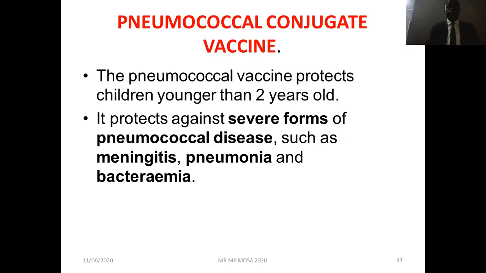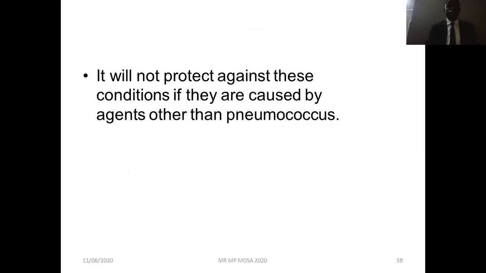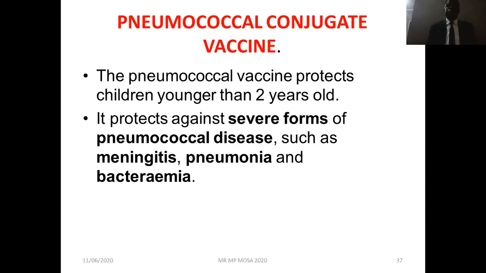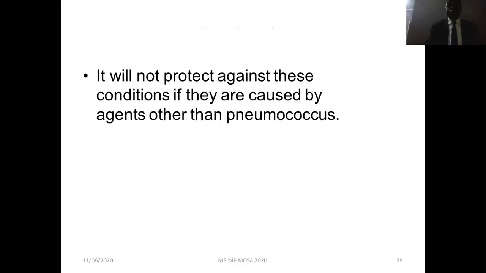conditions which are being caused by bacteria such as bronchitis. It will not protect against these conditions if they are caused by agents other than pneumococcus. So in other words, we are saying only those conditions which are caused by pneumococcal pathogens are the conditions which can be protected against by this vaccine once it has been administered.